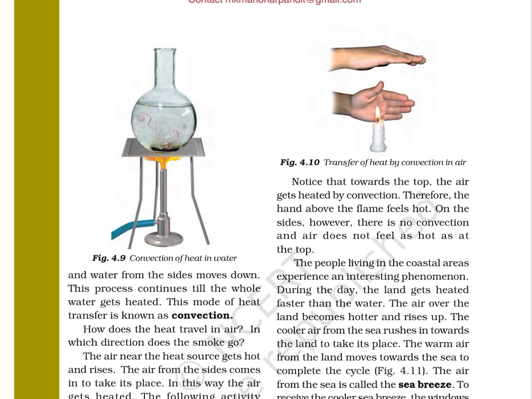Notice that towards the top, the air gets heated by convection. Therefore, the hand above the flame feels hot. On the sides, however, there is no convection, and air does not feel as hot as at the top.